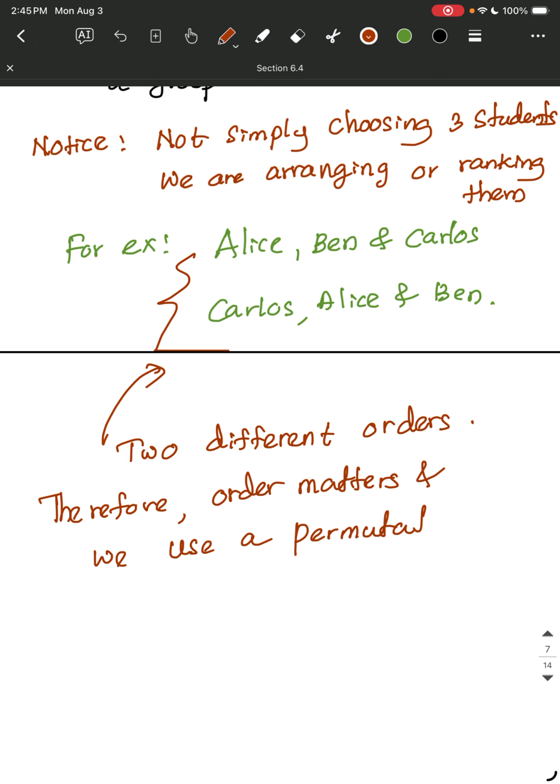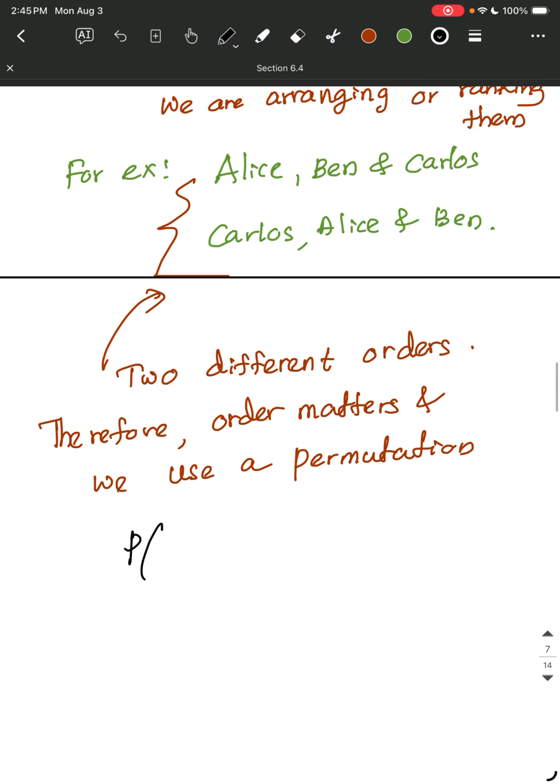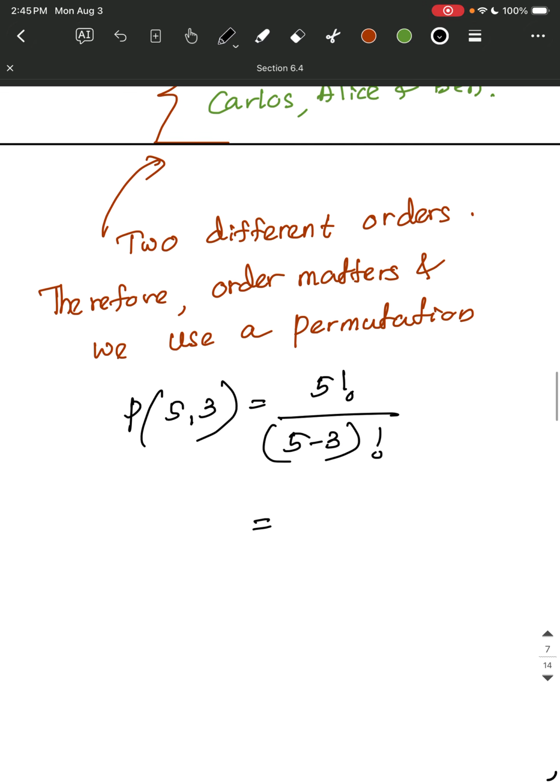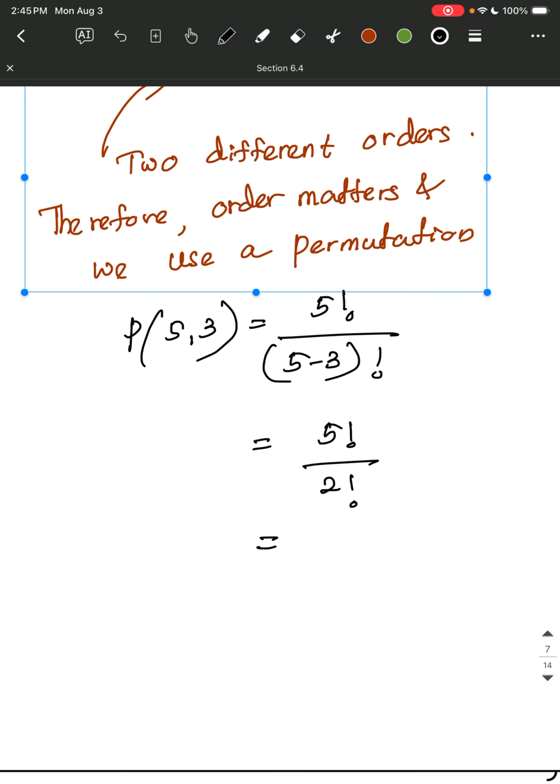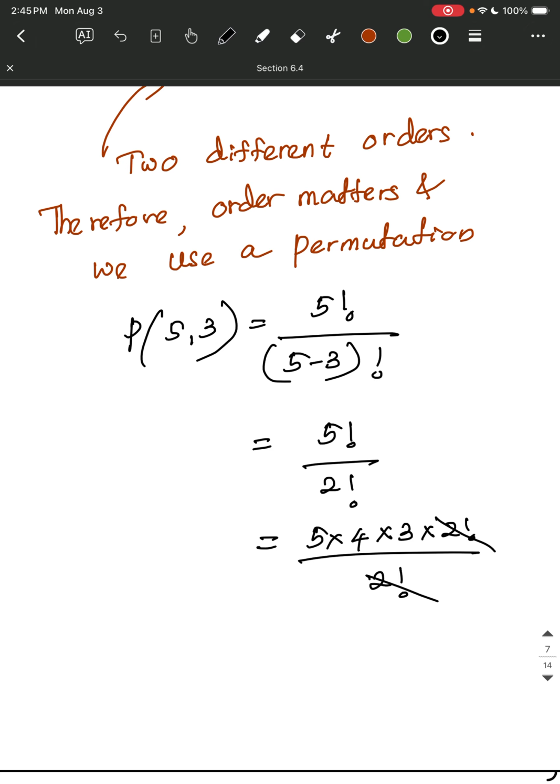So select 3 out of 5: 5 factorial over 5 minus 3 factorial. That is 5 factorial over 2 factorial, which is 5 times 4 times 3 times 2 factorial over 2 factorial. The final answer is 60. Therefore, 60 ordered selections are possible.